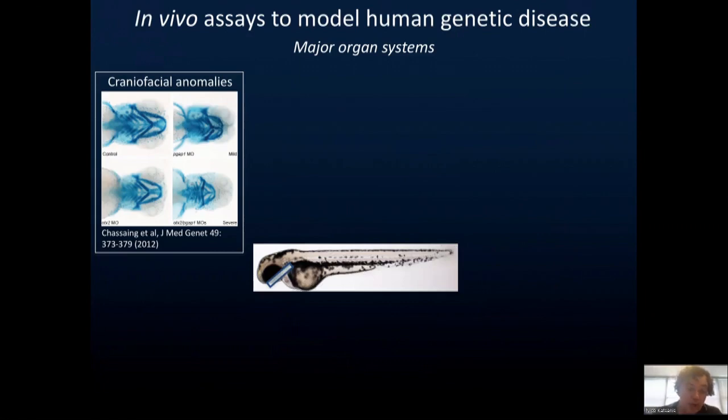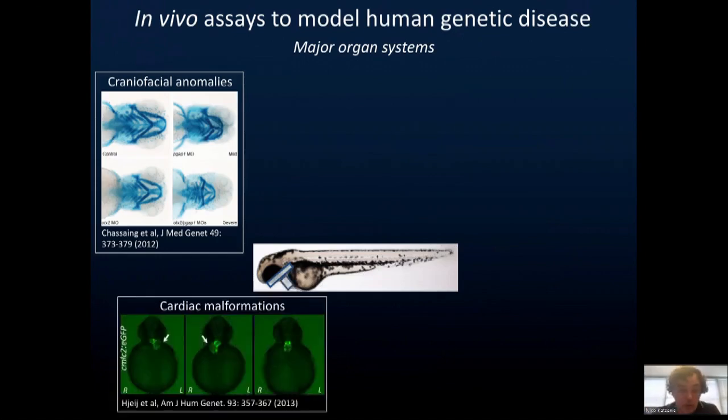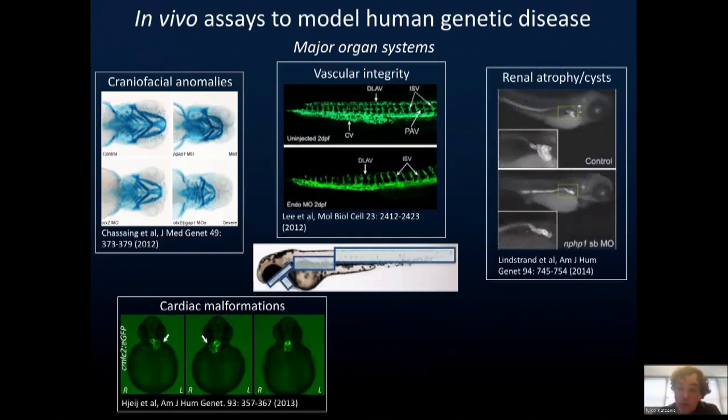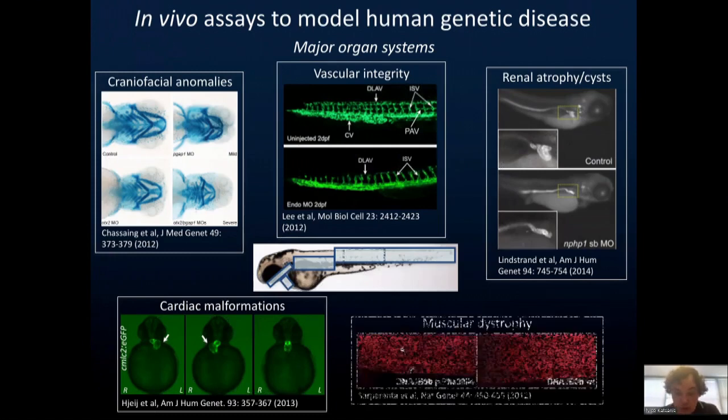Here's an example from the old days, back in 2012, of staining the craniofacial skeleton and measuring a whole bunch of surrogate features of human craniofacial disorders, of course now with some transgenic borderline. We've been able to establish cardiac malformations, and a subset of vascular integrity disorders, with transgenic reporters. We can access some aspects of renal pathology, both the structure of the organ, but also, I'm not showing you here, renal filtration rate, proteinuria, and so on.